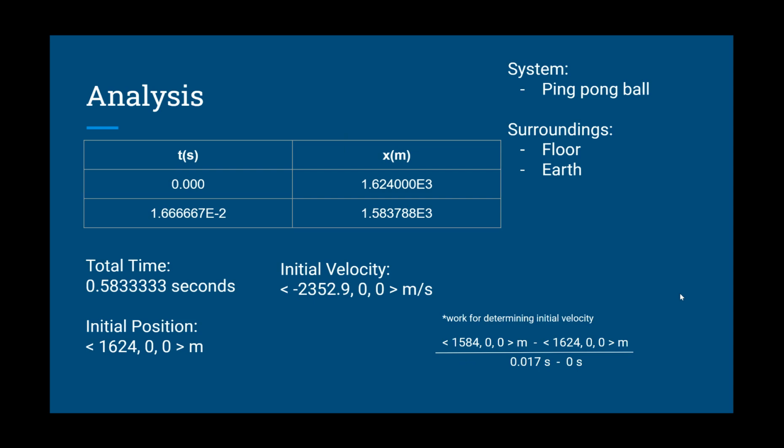Then we need to calculate the initial velocity with the first two time frames shown here, and we can get negative 2,352.9 meters per second in the x-spot. Work of how to do so is shown right here.